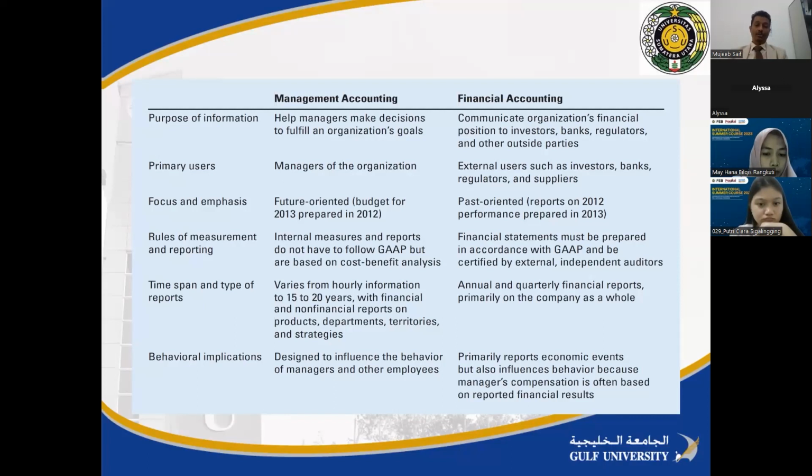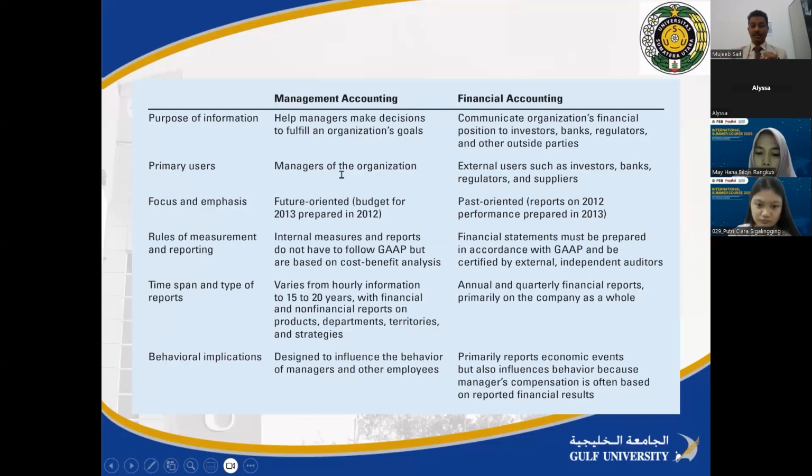So in managerial accounting, the only users are managers. We only provide information to the managers to help them make a decision, which is the main difference between managerial accounting and financial accounting: the users, right?